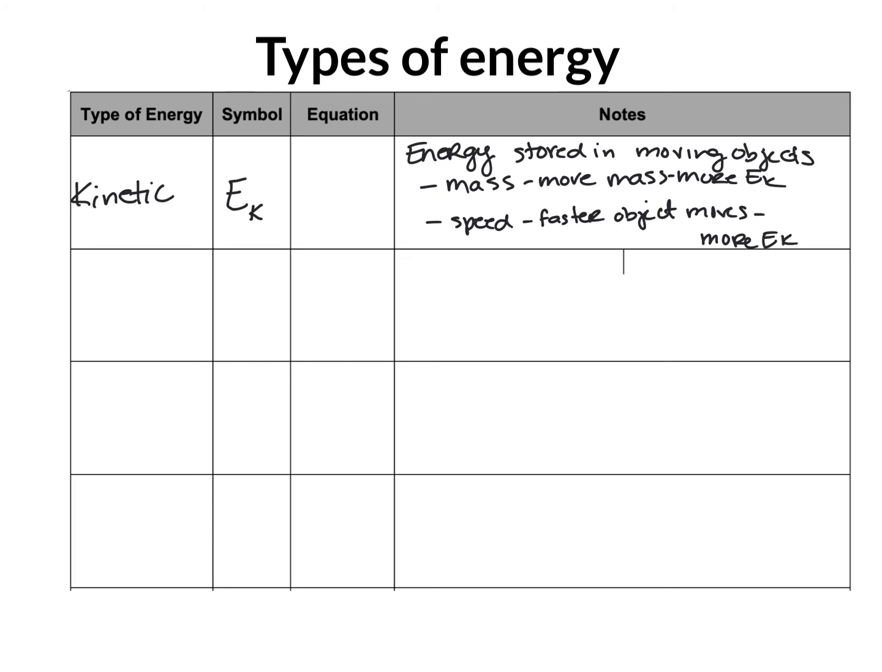Notice I'm using speed here, not velocity. The direction doesn't matter. An object's going to hurt you just as much if it's going to the left or going to the right. The direction does not matter for energy. Energy is not a vector. It does not have a direction to it.